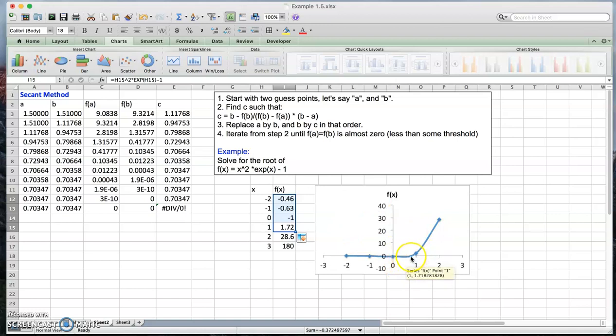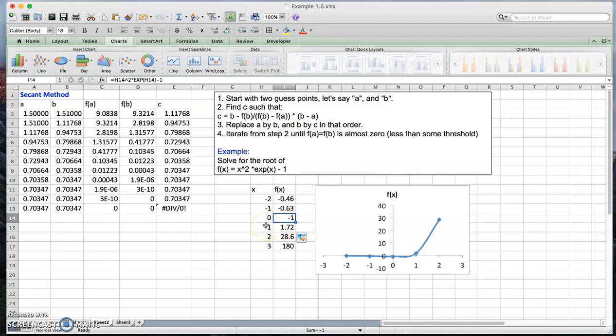Now you see that it looks like the root is somewhere between 0 and 1. It comes down, hits the x-axis, does a little bit of a bendy thing, and then gets almost leveled out. And if you look at the result here, the root has to be between 0 and 1 because it switches between -1 and 1.72, so the root has to be between these two values.